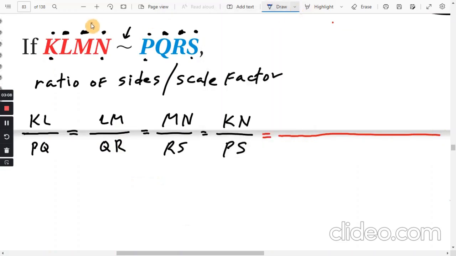So for the perimeter, I'm just going to add up the side lengths. So I'm going to do KL plus LM plus MN plus KN.